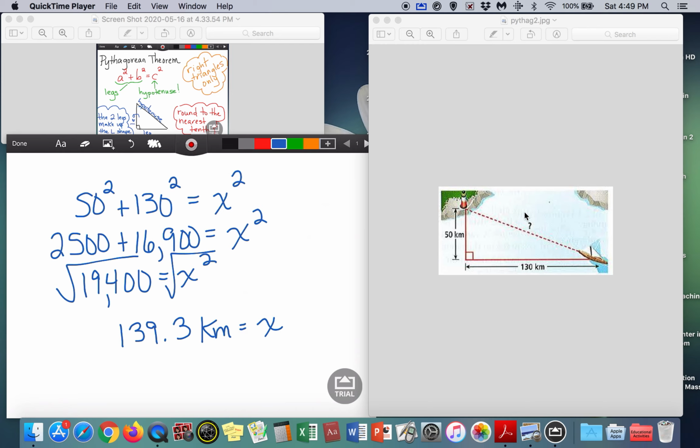So the Pythagorean theorem is frequently used for story problems. If you ever get a story problem and you look at the picture, or you try to draw a picture of it and it seems to be making a right triangle, you're probably dealing with the Pythagorean theorem.